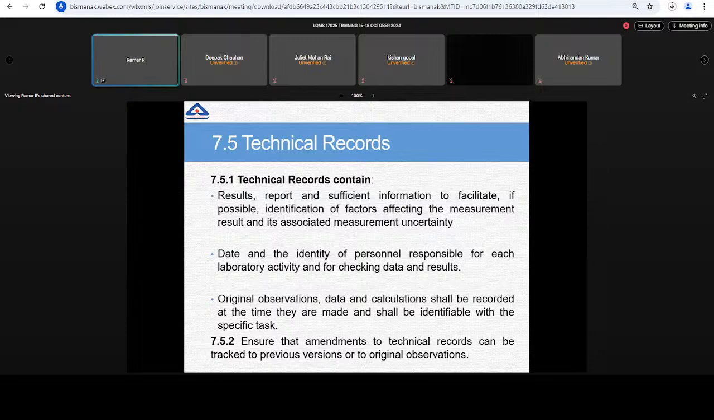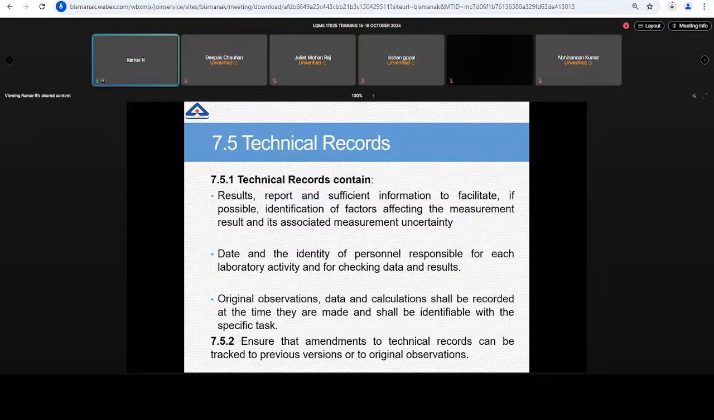Whatever the old result and whatever the new result, both must be legibly known. This information must be known to whoever is verifying the data, so they can understand that this is the mistake and this is the correction.